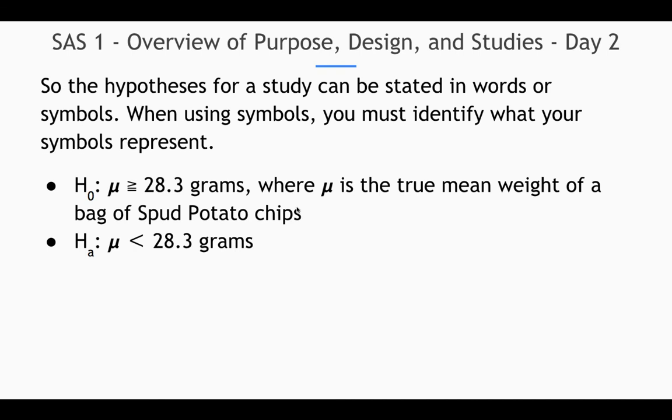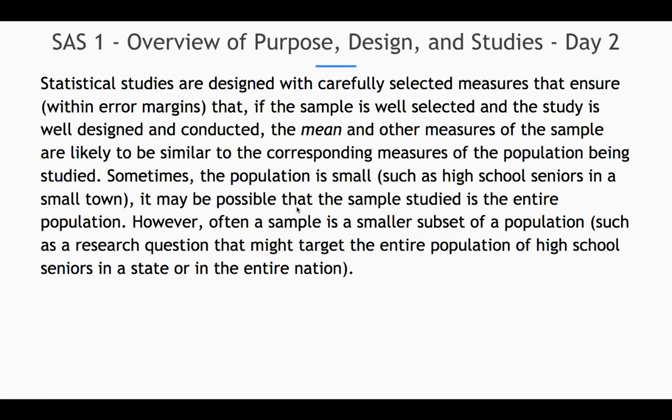So you can see a direct difference between what they claim, which is the null hypothesis, and the alternative hypothesis, which is what we're trying to find out whether or not is true. In most studies, we end up spending a lot of money to find out that the claimed weight is actually true. But we have to do it to make sure that we keep companies on their toes. All right, so statistical studies are designed with carefully selected measures that ensure within margins of error that if the sample is well selected and the study is well designed and conducted, the mean or average and other measures of the sample are likely to be similar to the corresponding measures of the population being studied.